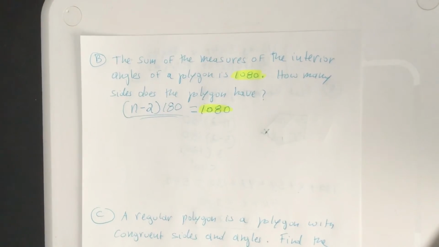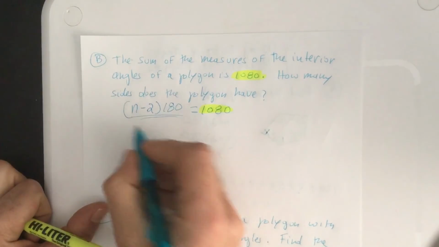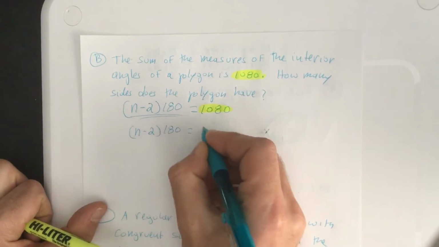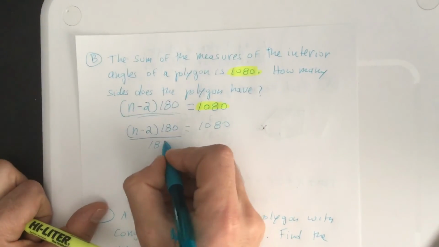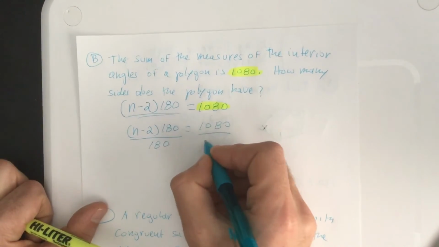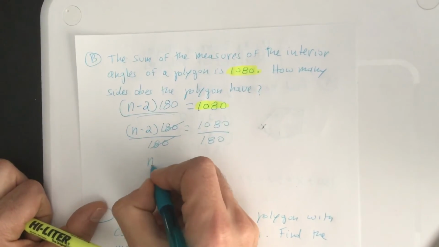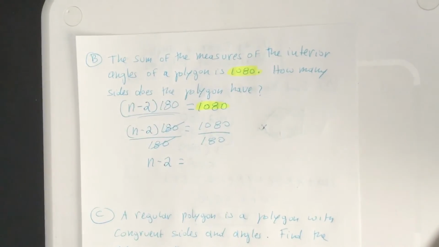Now we need to solve this equation. You can divide both sides by 180. Or you can use the distributive property if you want, but dividing is a quicker way to do it. So divide both sides by 180. 180 and 180 cancel each other, and then we have n minus 2 equals 1080 divided by 180, which is 6.